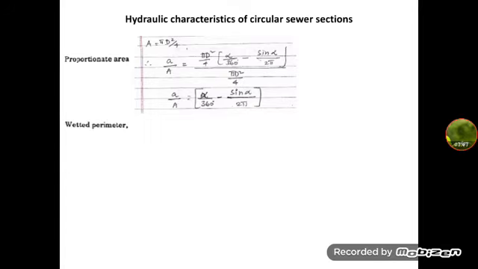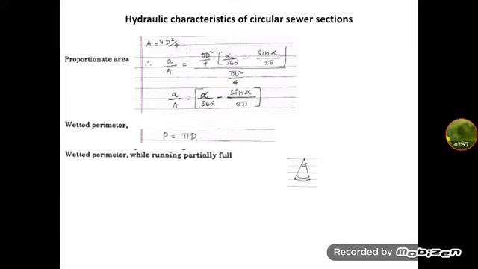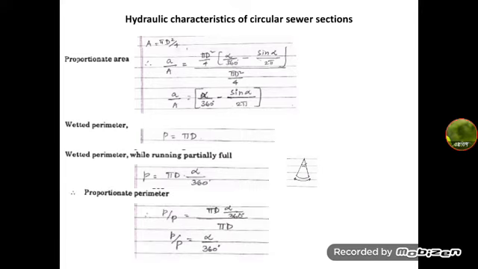Then wetted perimeter. Wetted perimeter capital P is equal to pi d for running full condition. So likewise for partial full condition, small p is equal to pi d into alpha by 360. So proportionate wetted perimeter small p by capital P is equal to alpha by 360, after pi d gets cancelled.